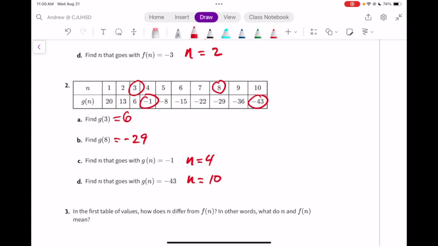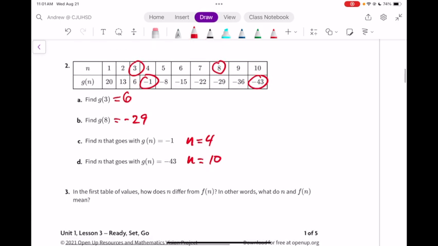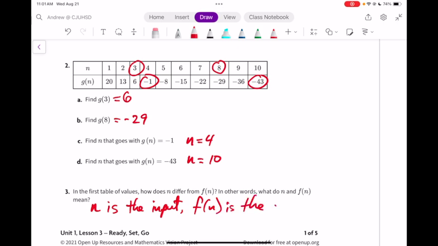Number 3, in the first table of values, how does n differ from f of n? In other words, what do n and f of n mean? Well, n is the input, f of n is the output of function f.